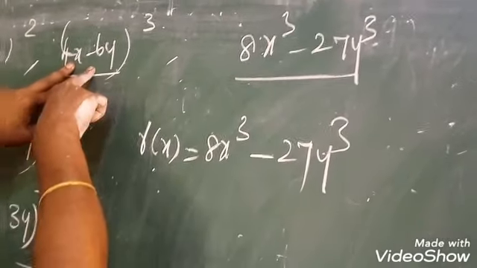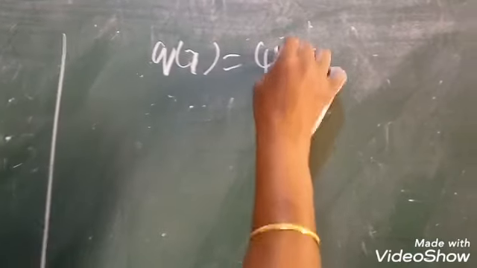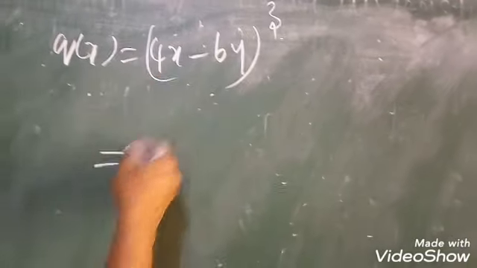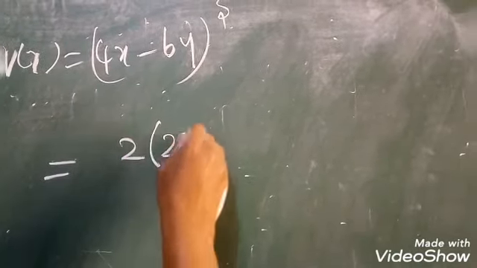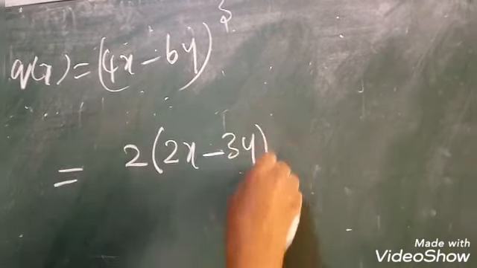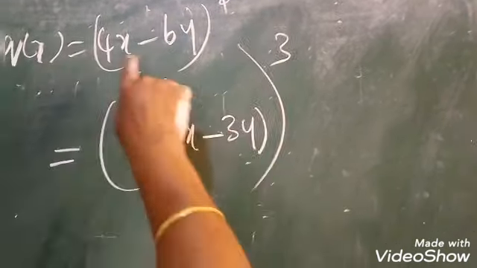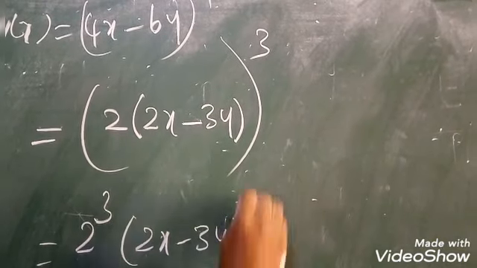Okay girls, here q of x on this way. What is the q of x here? 4x minus 6y the whole cube. Here I am going to take 2 as common. The remaining is 2x minus 3y, then the power is 3. The 3 is common for 2 and the 2x minus 3y. So I am going to split 2 cube into 2x minus 3y the whole cube.